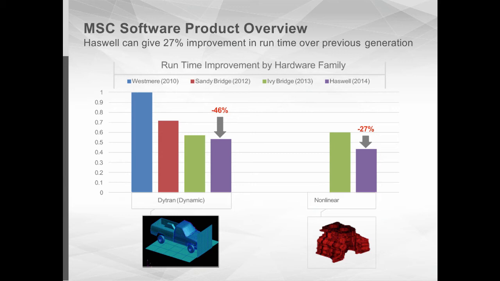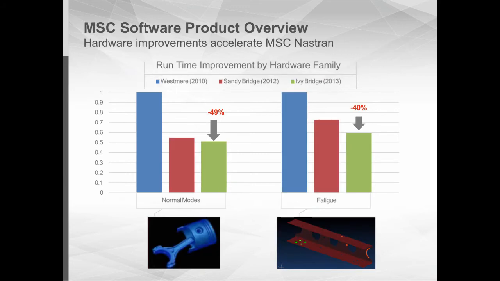So what you see here on the left is going from Westmere to Sandy Bridge to Ivy Bridge to Haswell. We get an additional performance improvement just by going to a newer hardware family. The same is true also for nonlinear, where we only have data for Ivy Bridge and Haswell. In this slide, we just focus on performance improvements in going from Westmere to Ivy Bridge since we don't have data yet for the Haswell. But the trends are clear.